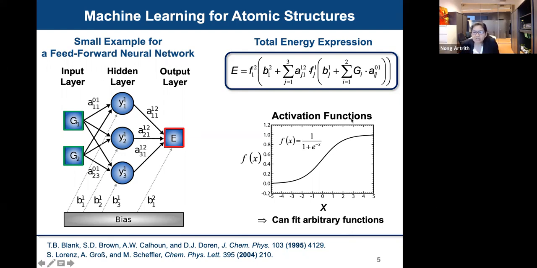And the equation is on the right-hand side. You can see that this corresponds to the same 3-layer neural network on the left-hand side. And the atomic forces can be calculated from the analytical derivatives. In this equation, each node or artificial neuron of the neural network applies a nonlinear activation function. This is just an example of hyperbolic tangents.